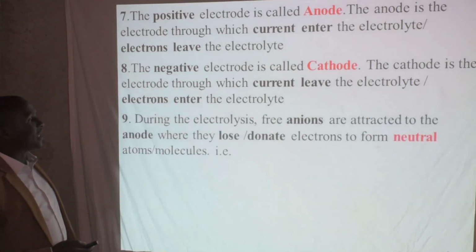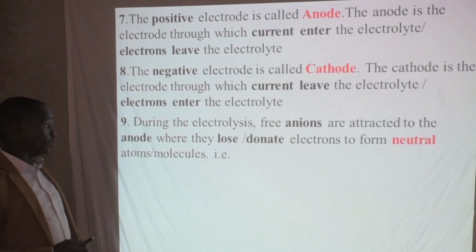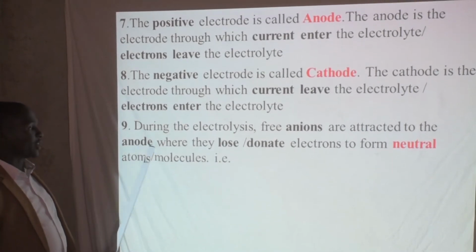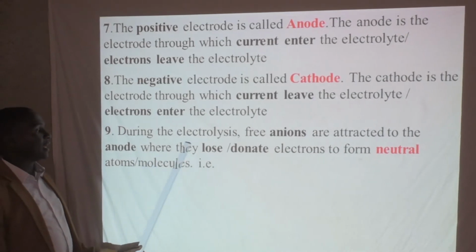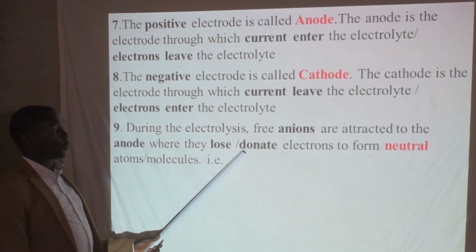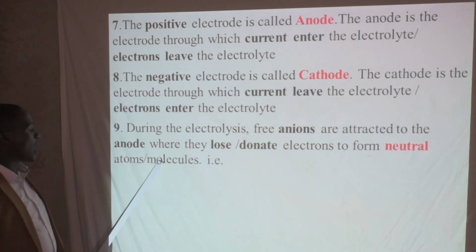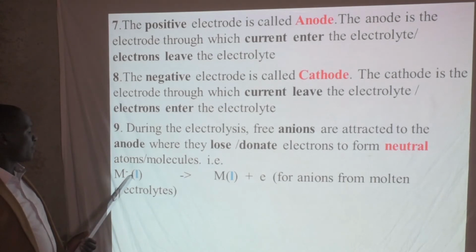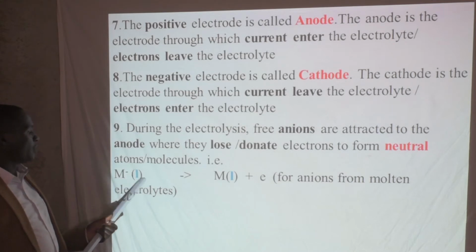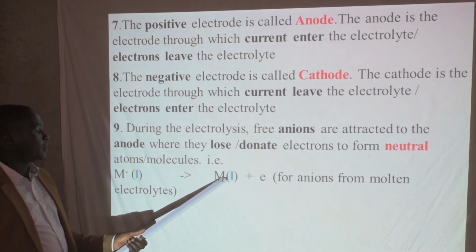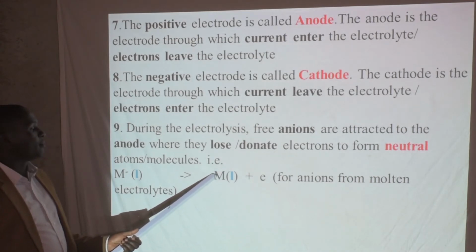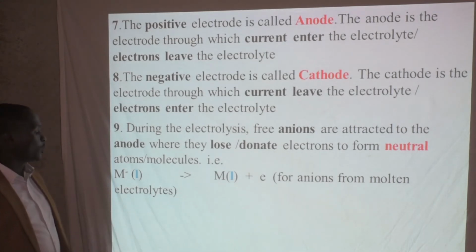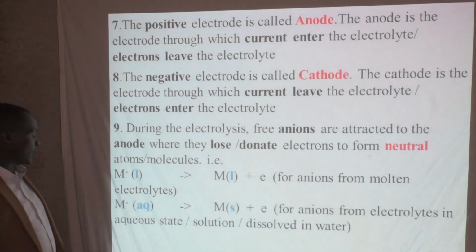Now, during electrolysis, free anions are attracted to the anode, where they lose or donate electrons to form neutral atoms or molecules. For example, we have an M ion giving us M plus one electron. So it loses an electron.